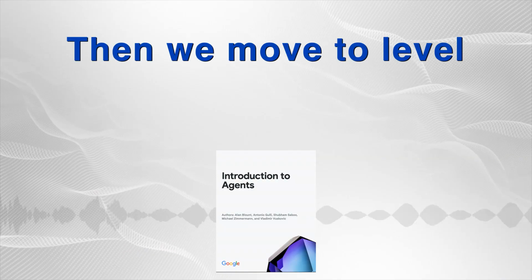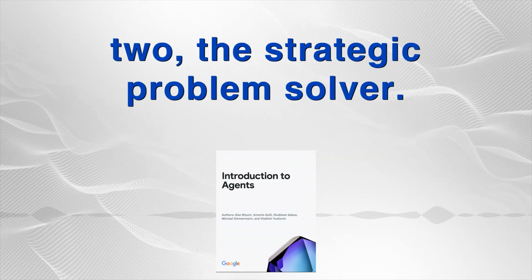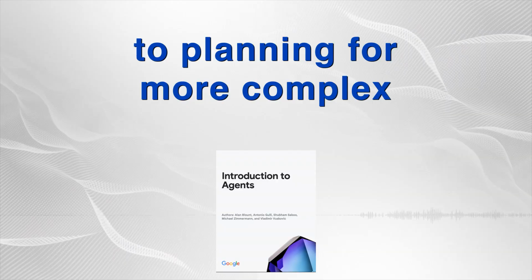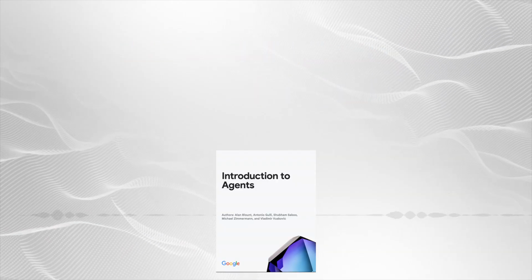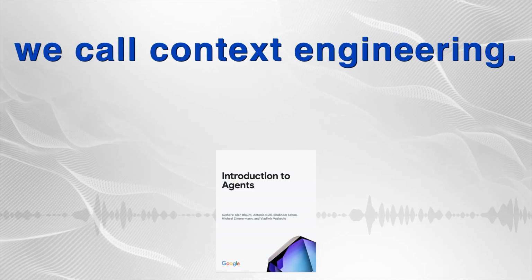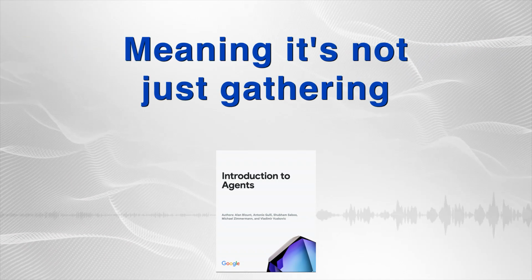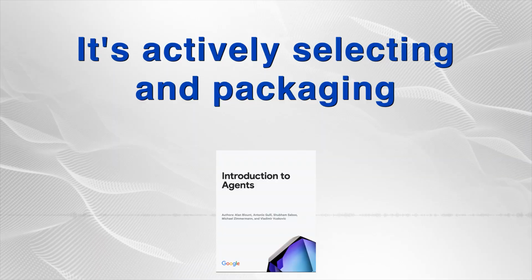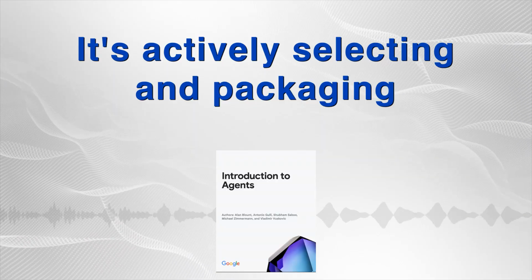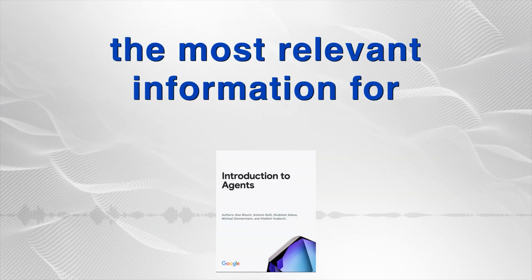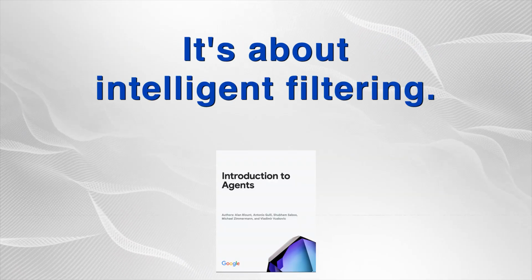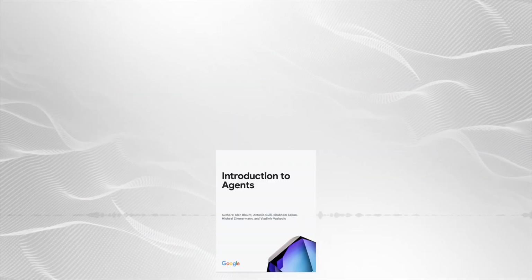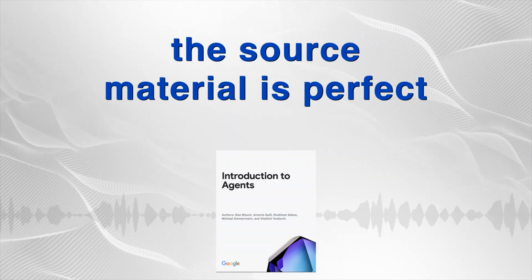It is. Then we move to level 2, the strategic problem solver. The architectural focus here shifts to planning for more complex multi-part goals. The key skill becomes what we call context engineering. Meaning it's not just gathering facts anymore. It's actively selecting and packaging the most relevant information for each step of its plan. It's about intelligent filtering.